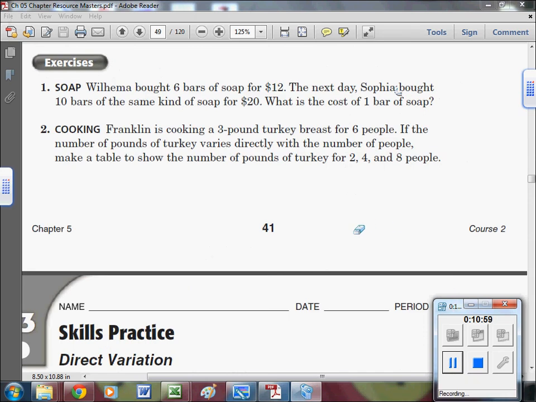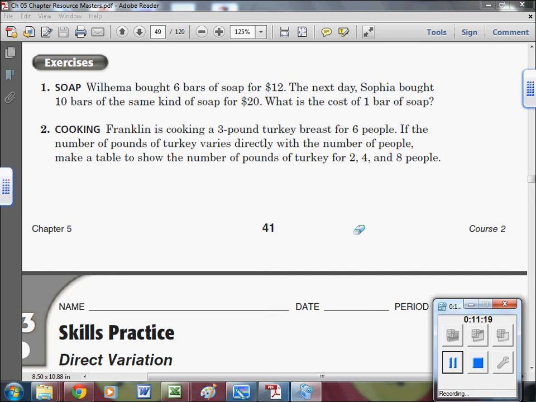Take a look at exercise number one at the top. It's about soap. It says, Wilhelma bought 6 bars of soap for $12. The next day, Sophia bought 10 bars of the same kind of soap for $20. What is the cost of 1 bar of soap? There's 2 ways to do this. We can solve this by looking up unit rates. Actually, there's 3 ways, I guess.